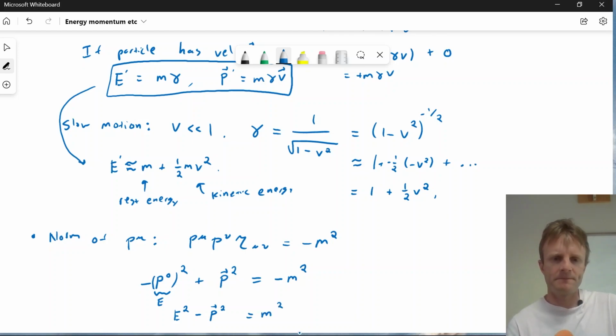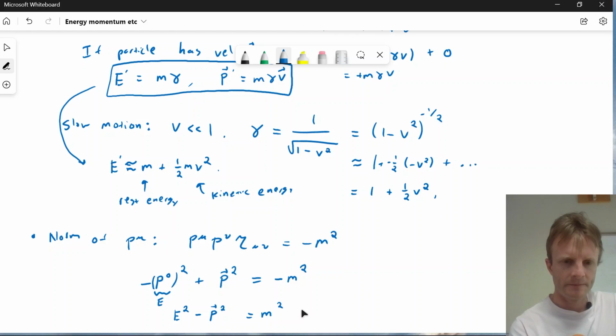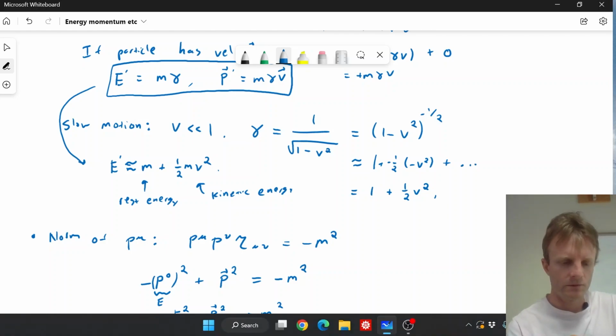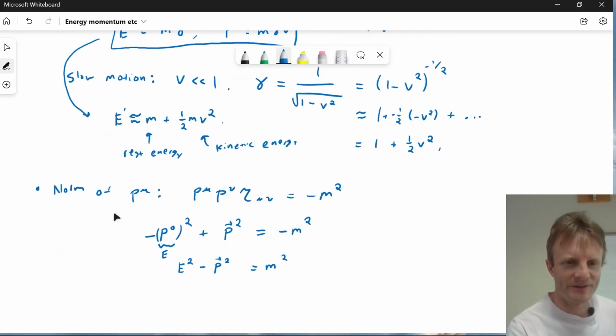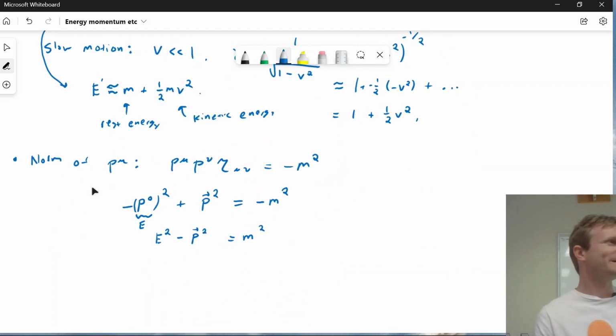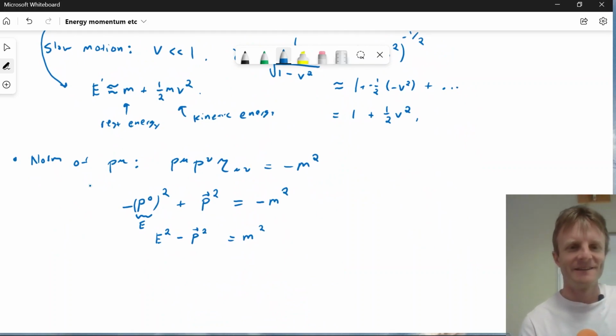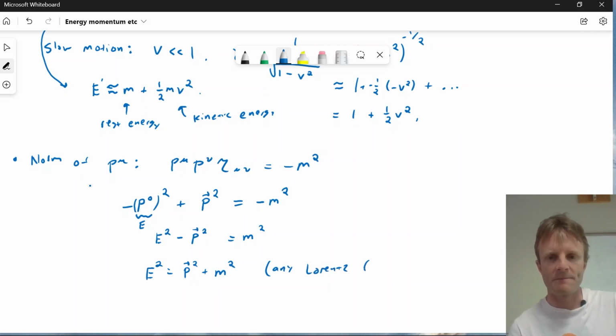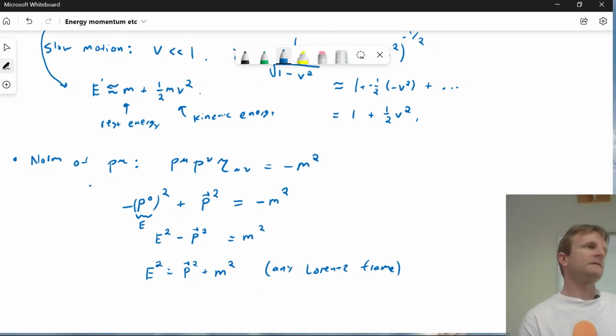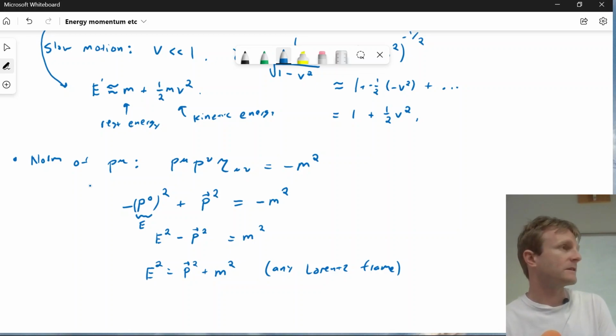Equals m squared. Let me move minus p squared to the right first. Take the square root. Sorry, I'm having technical difficulties. Yeah, what's the famous way of writing it? It's probably E squared equals p squared plus m squared. Yeah, that's probably how people write it. E squared equals p squared plus m squared in any Lorentz frame. So if you studied special relativity in the context of particle physics, this is an equation that's emphasized. It's the same as the normalization condition.